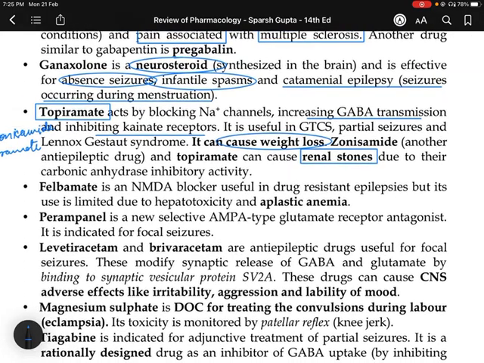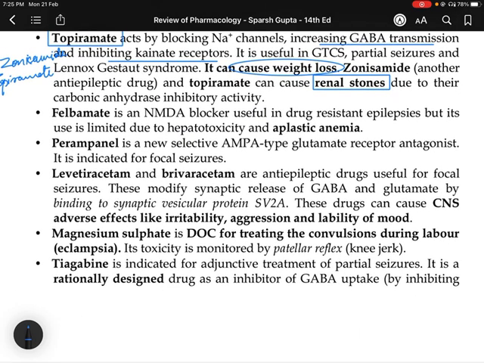Felbamate is an NMDA blocker and is useful in drug-resistant epilepsies, but its use is limited due to hepatotoxicity and aplastic anemia. So hepatotoxicity and aplastic anemia is felbamate.